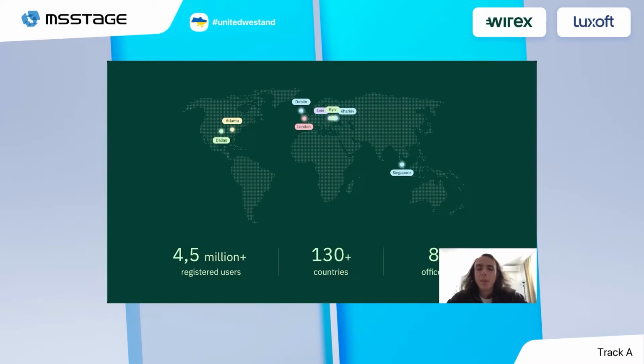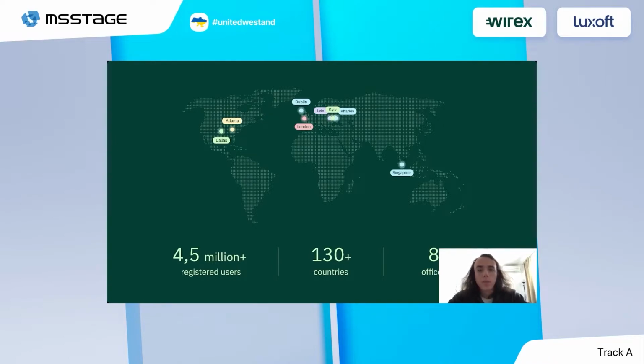A few words about Virex product. Our payment platform pioneered the seamless integration of crypto and traditional currencies to support multi-currency accounts, currency transfers, and exchange services. Virex has a global footprint with 8 offices across the globe, nearly 4.5 million registered users, and availability in more than 130 countries and territories.